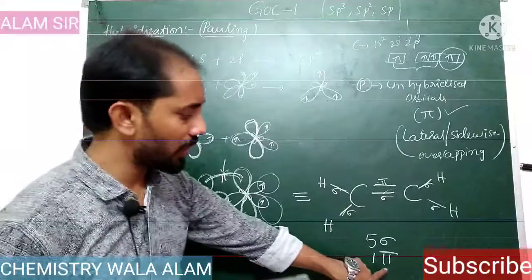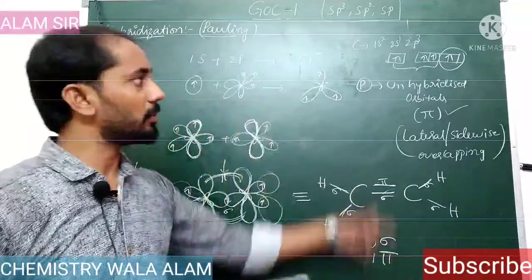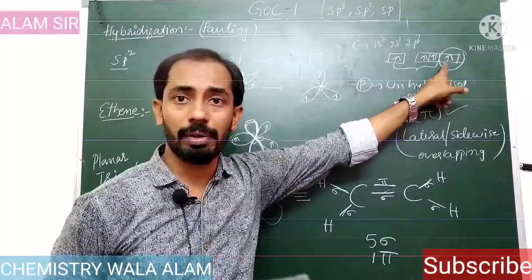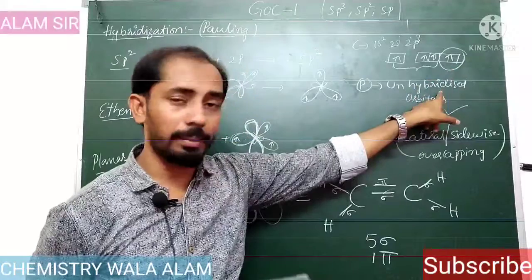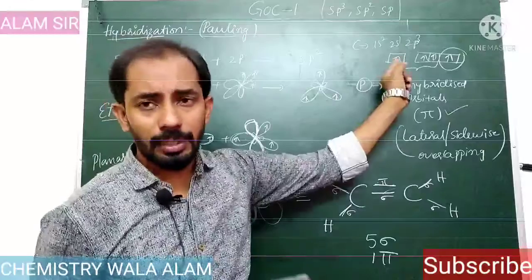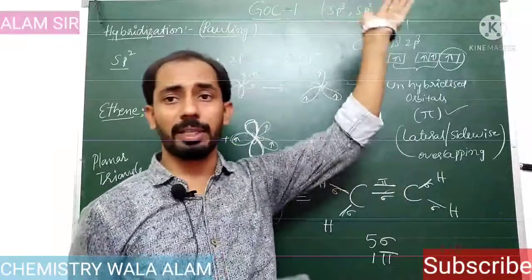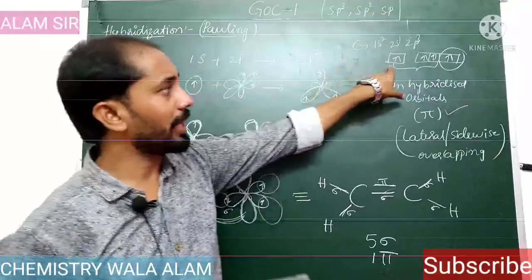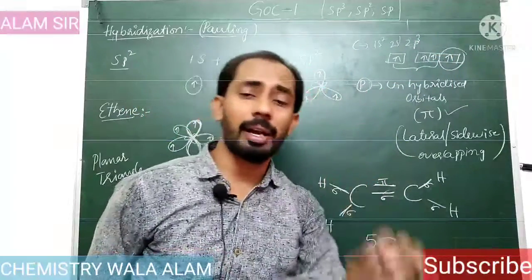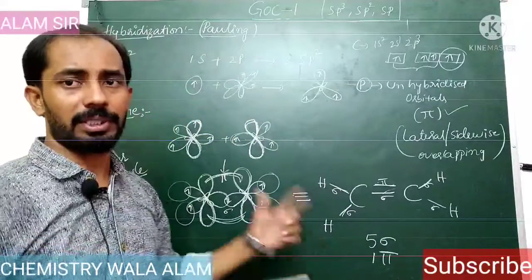Now, how is the pi bond formed? Due to the unhybridized p orbital. Because only one s orbital and two p orbitals are involved, one p orbital is not involved, and that unhybridized p orbital forms the pi bond. Previously we have seen that in the methane molecule, one s orbital and three p orbitals are involved, resulting in the formation of 4 sp3 hybridized orbitals. But in this case, hybrid orbitals form sigma bonds.